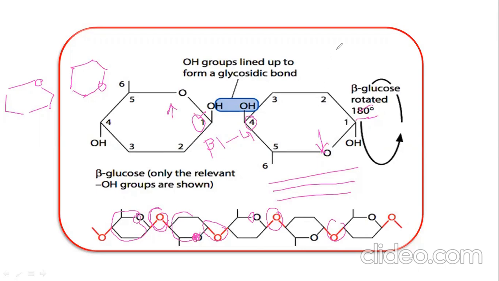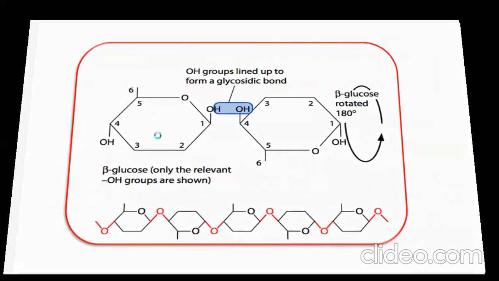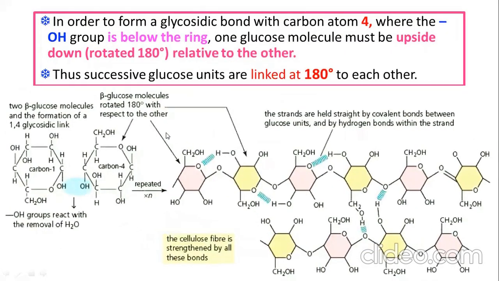So let's see how they are doing. How that bond will form and how several chains will form cellulose. You can check here, in order to form a glycosidic bond with carbon atom 4, where the OH hydroxyl group is below the ring, one glucose molecule must be upside down, rotated 180 degrees relative to the other. So definitely the one is already rotated down, right? Now, the successive glucose units link at 180 degrees to each other. Both are linking with each other by 180 degrees, right?